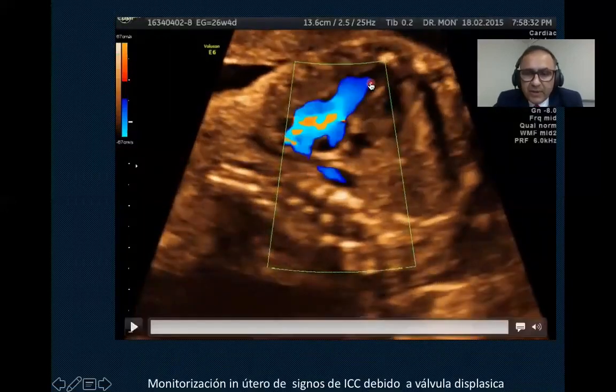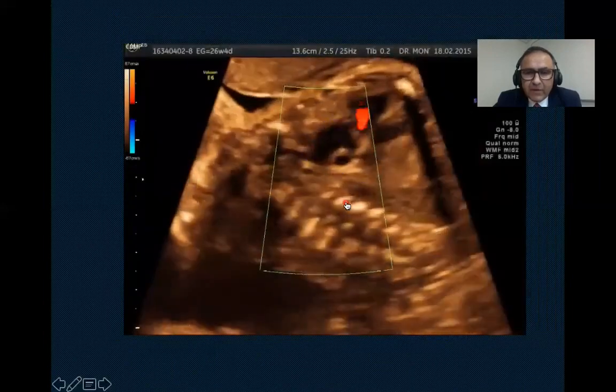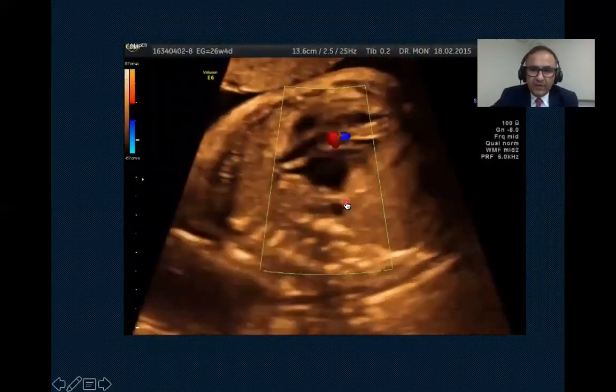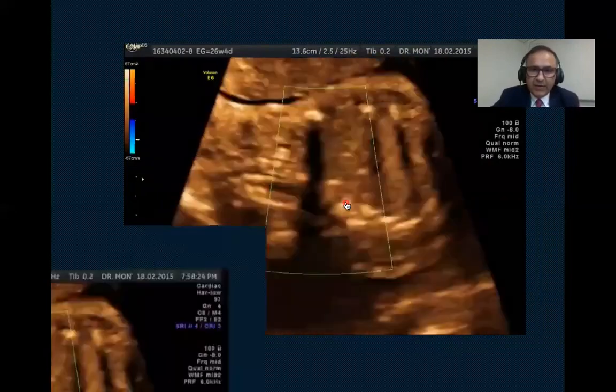Here we see an example in which we observe this vessel arising, overriding the VSD. And after the valve, we will see this other vessel, which would be the pulmonary trunk. Both provide antegrade flow. Therefore, it is responsible for the systemic, pulmonary, and coronary circulation.